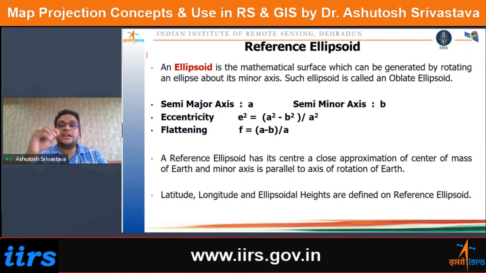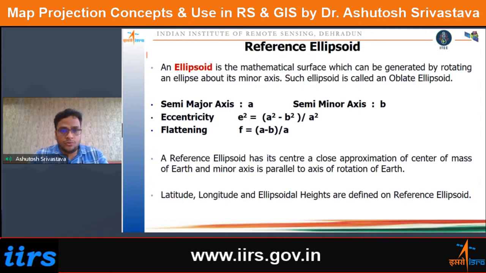So suppose e equals 0.0001. That means it is very close to the circle, the ellipsoid is very close to a sphere. Now, if e is a big number, like suppose 0.8, then it is highly elliptical, we can say. So that way we represent our eccentricity.